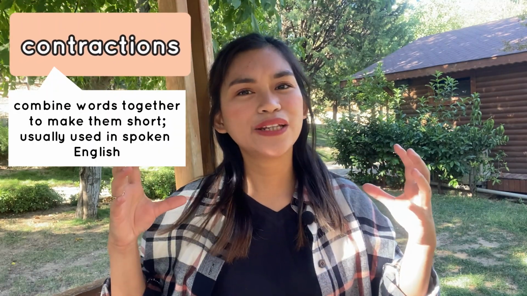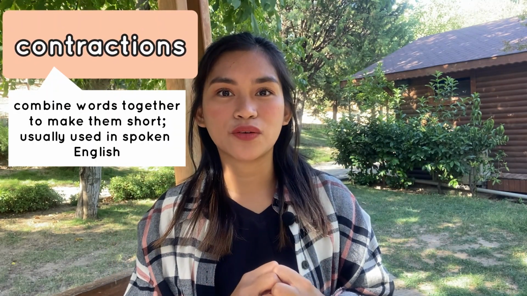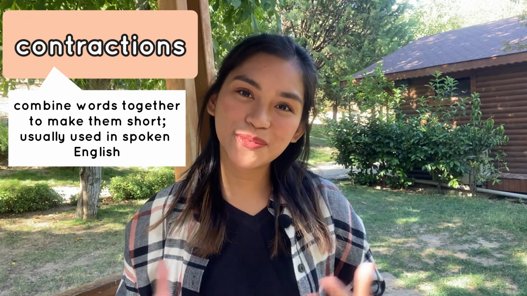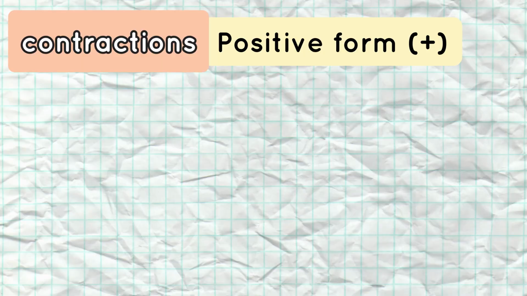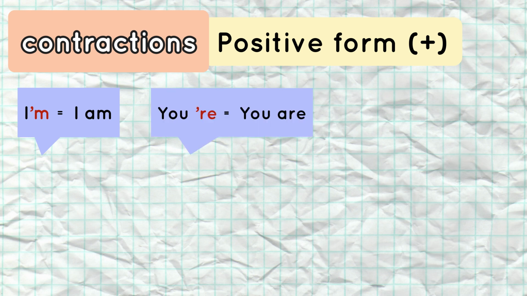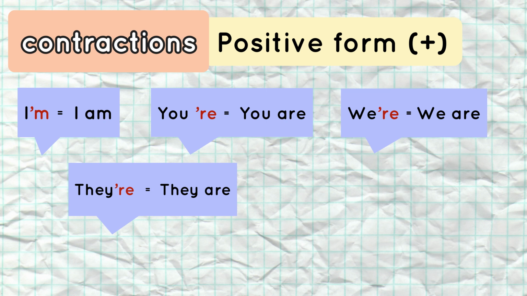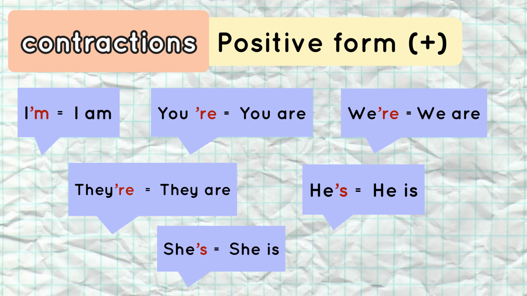Now let's go to contractions. Contractions is when you combine two words together and you make them short, and this is very useful in speaking because it will help you sound natural. For the positive form, we say I'm for I am, you're for you are, we're for we are, they're for they are, he's for he is, she's for she is, and it's for it is.